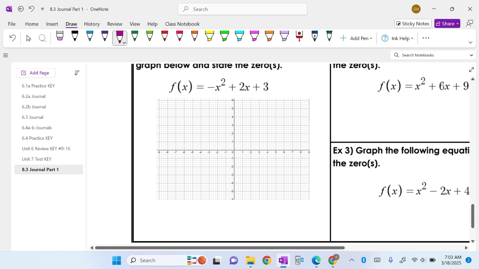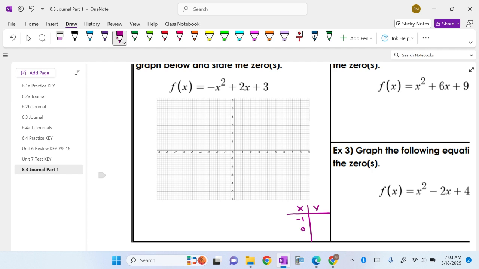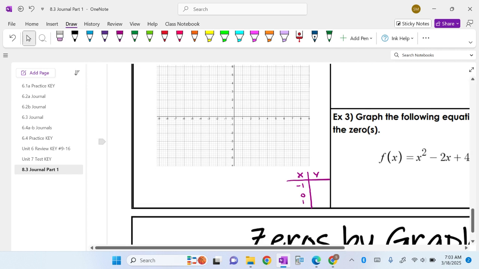So if I were to do this by hand, I would create a simple table of values, so x, y. And I'm just going to pick some random x values. So let's say I have -1, 0, 1, 2, and 3.